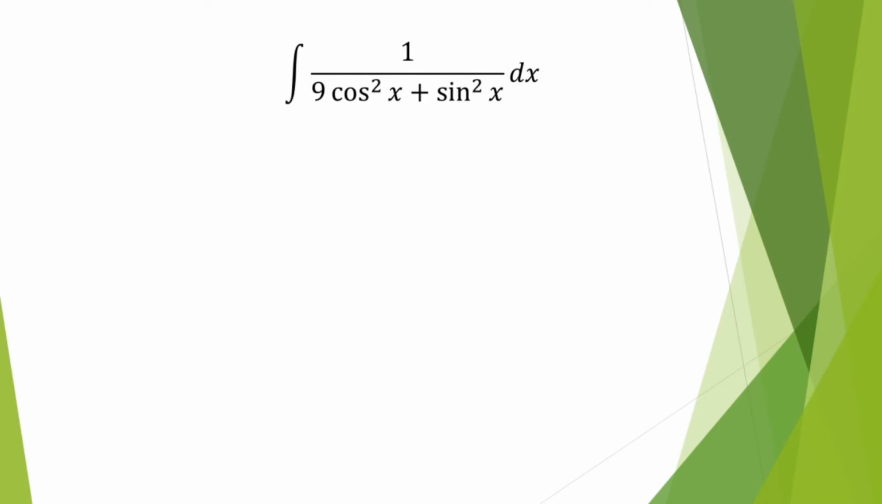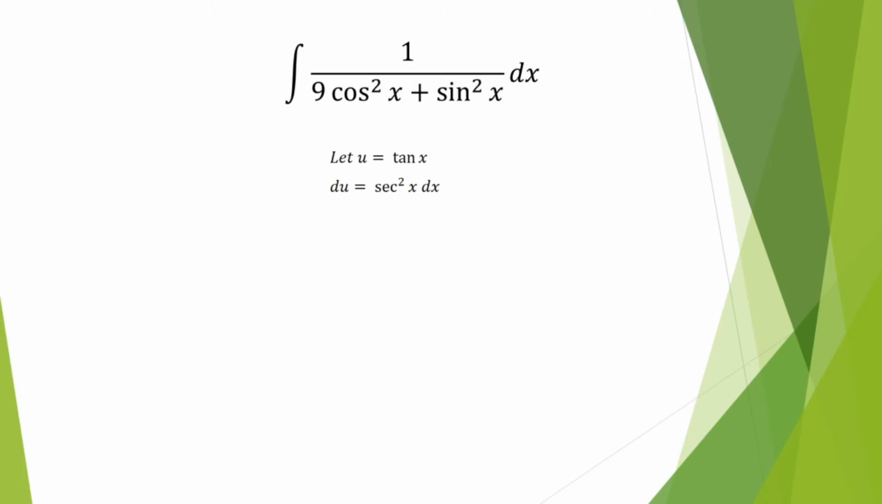At this step, I'm going to make a u substitution and I'm going to let u equal tangent of x. So du will be secant squared of x dx. I want to rewrite my integral in terms of u's. So what is cosine squared and what is sine squared in terms of u?